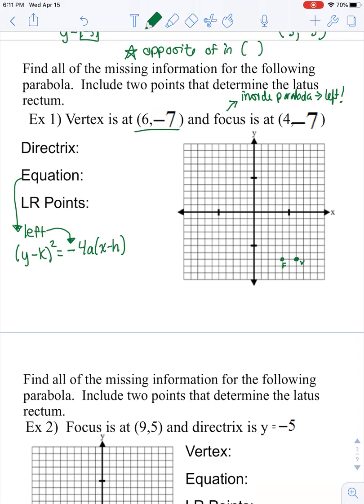So now, let's talk about plugging into this equation. First, we can plug in our vertex. Remember that our vertex is the h and the k values. So h is the number being subtracted from x. That means we're going to be plugging in 6 for h. The negative 7 is being plugged in for k. And remember that when you're subtracting a negative, we usually write that as (y plus 7) squared. So at this point, our equation looks like this, with x minus 6.